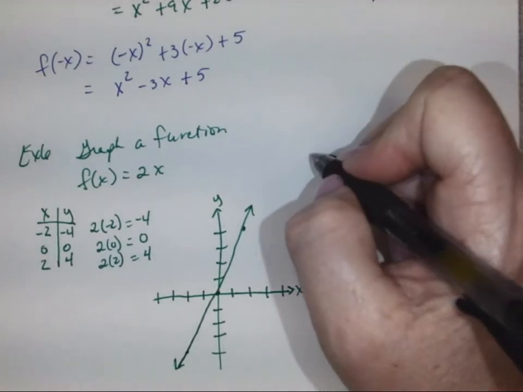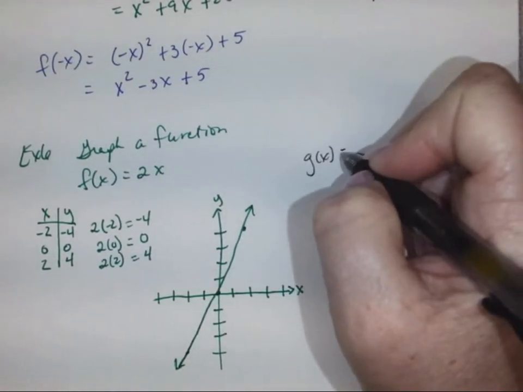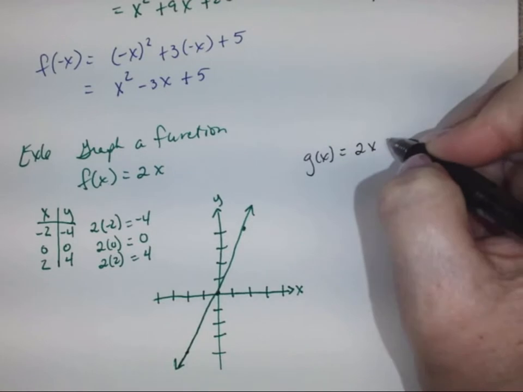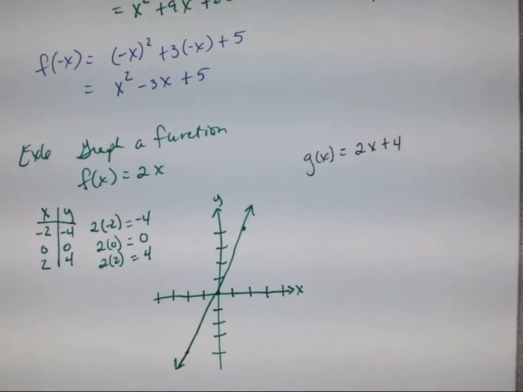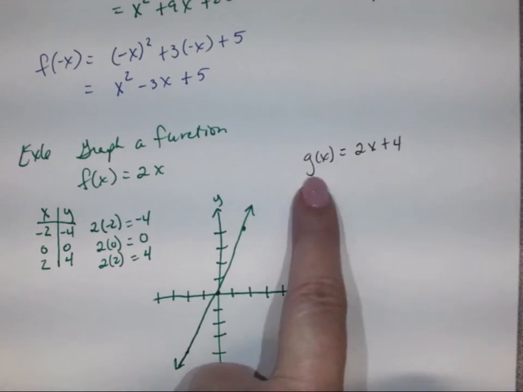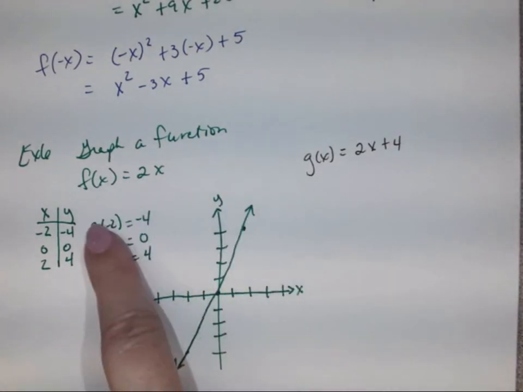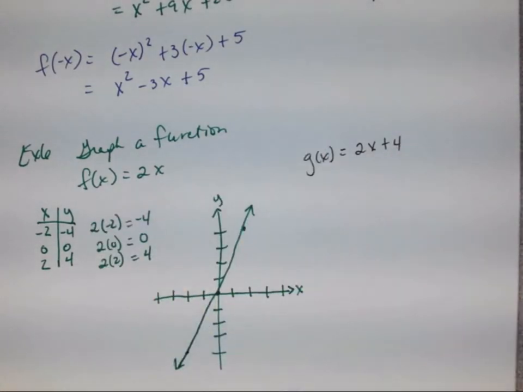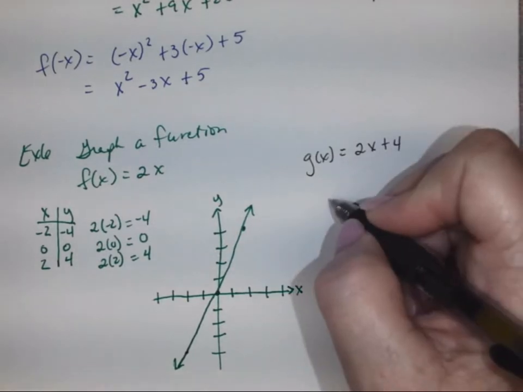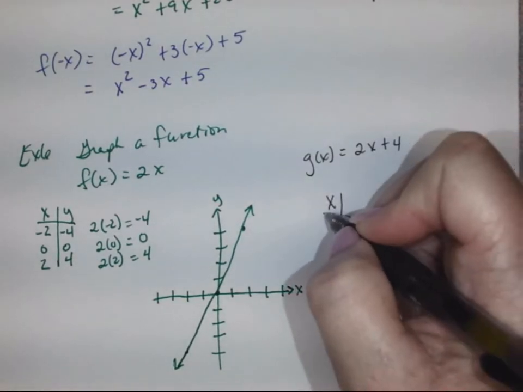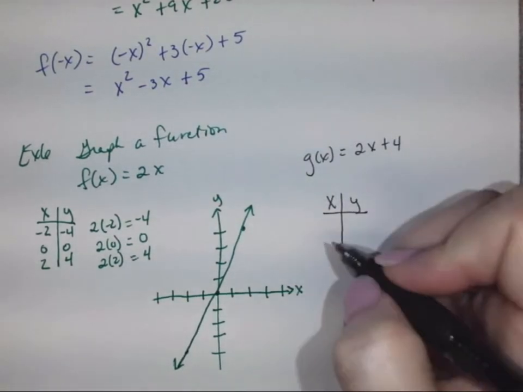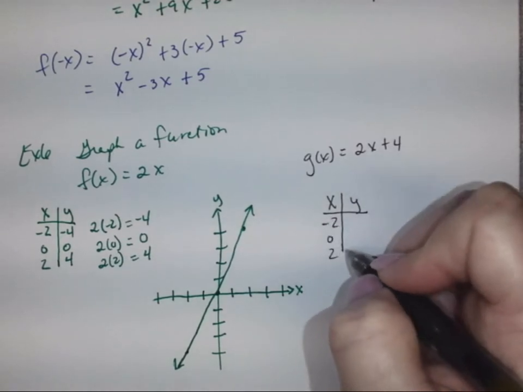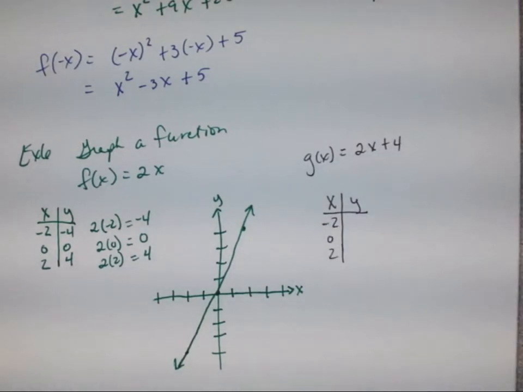But we're going to take this same function and change it slightly. We're going to call it g of x, and we're going to do 2x plus 4. So let's see what happens to our function. If you notice, the only thing that's changed, we called it g of x, so it's not the same as f of x, but we've added 4. So we're going to do x and y in our t-chart, just like we did. I'm going to pick the same values for x so I can see what happens, and let's see what happens to the y value.